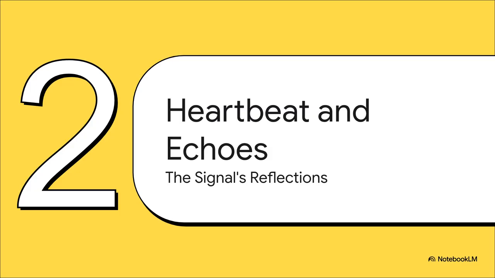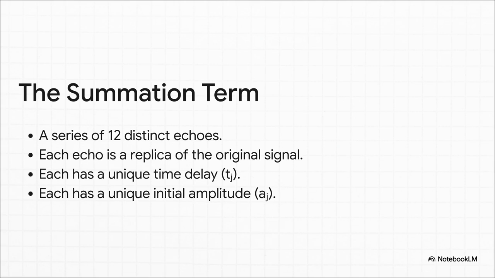But that initial strike, well, that's not the whole story, not even close. The equation tells us that the first signal wasn't alone. It was actually followed by a whole series of echoes, and the math for that is surprisingly beautiful. See this part of the equation, the one with the big sigma, the summation symbol? You can basically think of that as a recipe for reverberation. It's telling us, take that original signal, make 12 copies of it, and then for each of those copies, delay it by a certain amount of time, Tj, and give it its own starting volume, Aj.